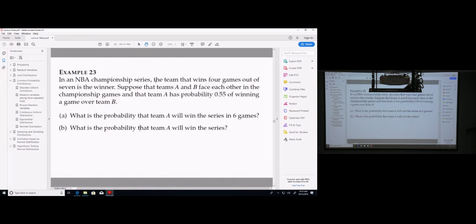In an NBA championship series, the team that wins 4 games out of 7 is the winner. Suppose that teams A and B face each other in a championship, and that team A has probability 0.55, 55%, of winning a game over team B. So what is the probability that team A will win the series in 6 games, all right? And what is the probability that team A will win the series? So let's do part A first.